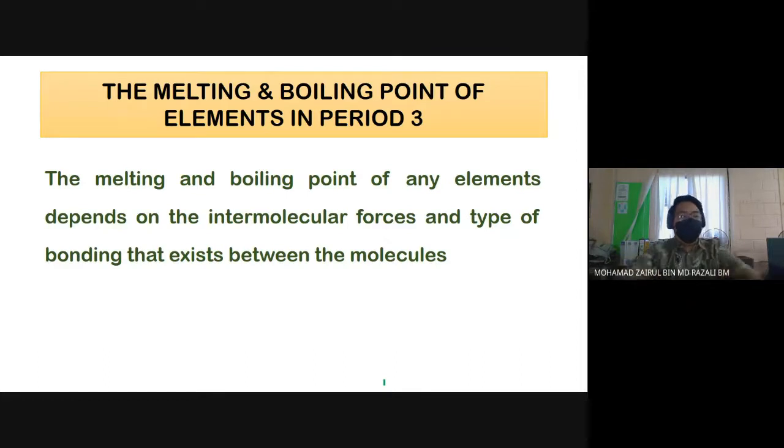Okay, kita dah sampai last part dah. Last part of the lesson. Okay. So, across period 3, they have in terms of boiling and melting point, dia sangat berbeza lah across period 3. Sebab dalam period 3, awak ada metal, awak ada non-metal. Sebab yang different between metal and non-metal tu, macam mana nak tahu dia punya strength of melting boiling point tu, kita boleh tengok dia punya type of intermolecular forces and also the type of bonding that exists between the molecule.